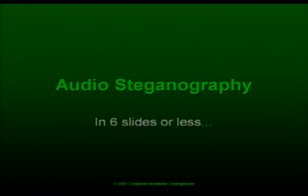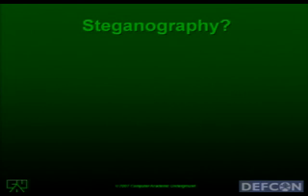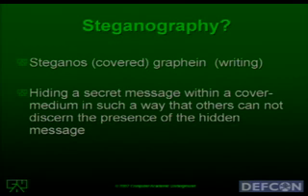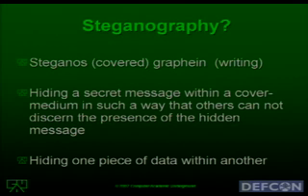So a little bit about audio steganography, just so you have some idea of how this actually works. Basically, steganography comes from the Greek root words steganos and graphein, which literally means covered writing. The primary goal of steganography is to hide the fact that covert communication is taking place. And with modern methods of steganography, it's essentially hiding one piece of data inside another piece of data.